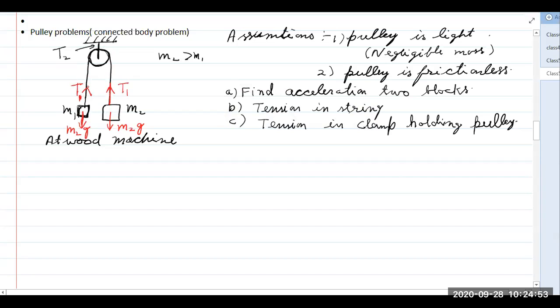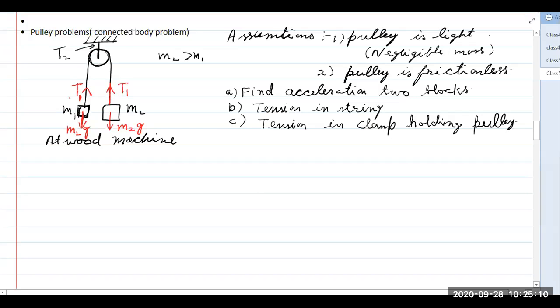See, this whole string is one single string, and there is no friction in between. So the tension in the whole string has only a single value. In one string you have only one tension. So the tension in the whole string is T1, and on both sides it will be T1.